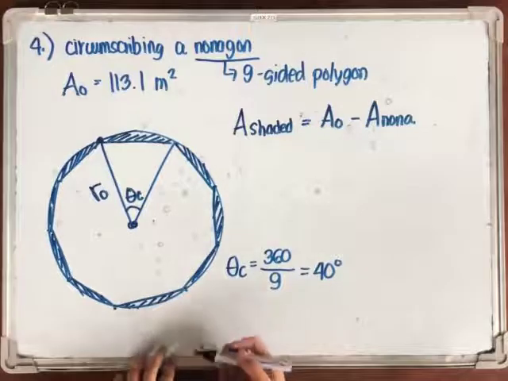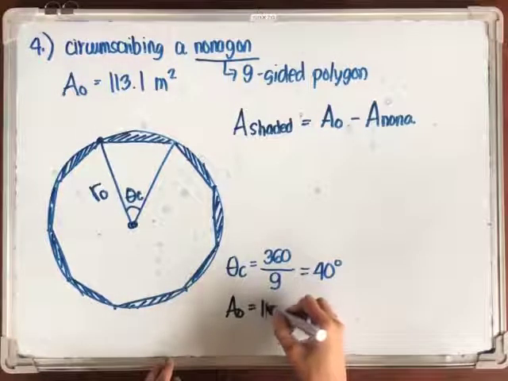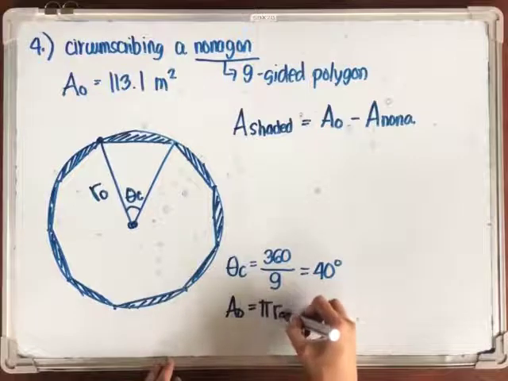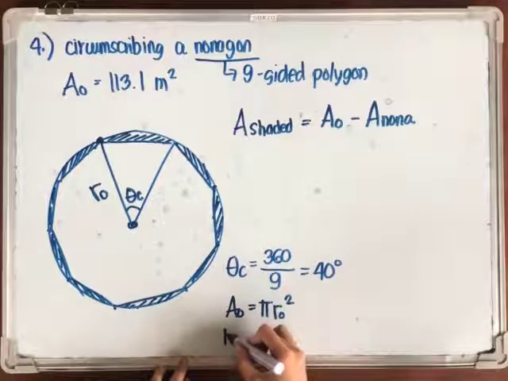And since we are given the area, we can compute the radius by pi r of the circle squared. That gives us 113.1.